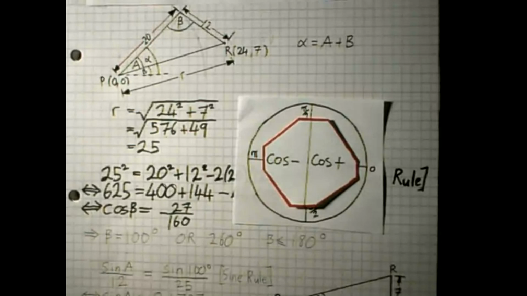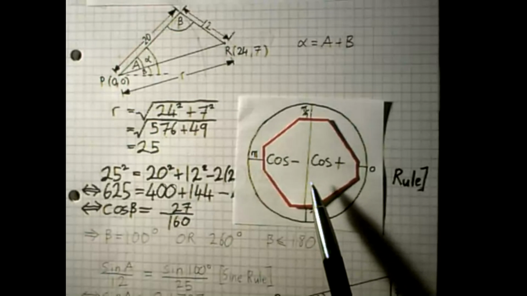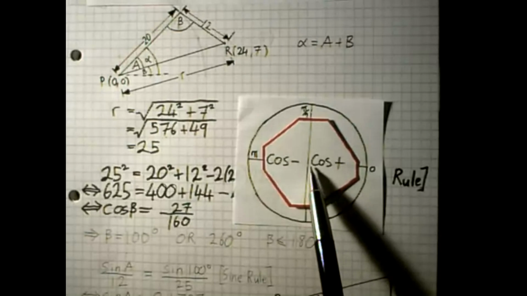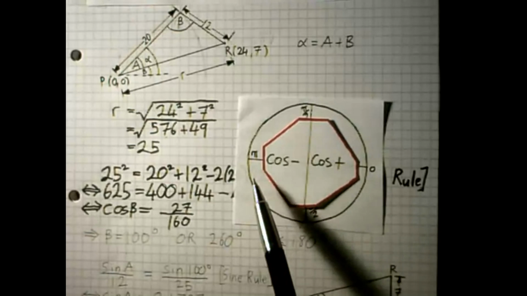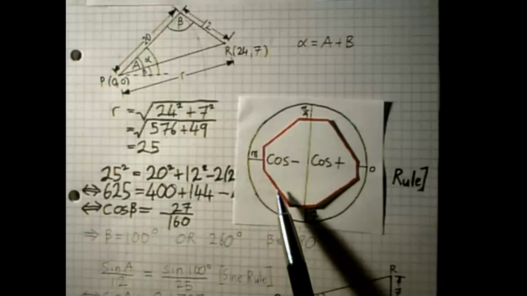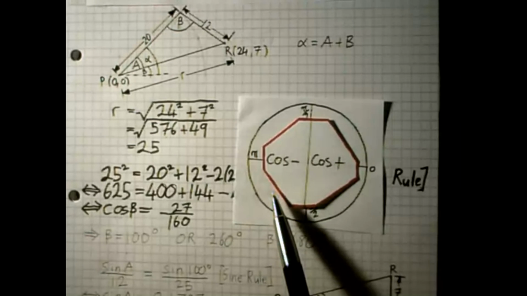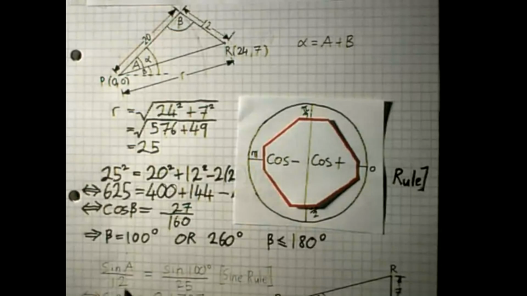Now because I have cos of beta is minus, I have to think about my unit circle and where cos is negative. Since on the unit circle cos is effectively the x-axis, I know cos is positive over here in these two quadrants, and it's negative over here in these two quadrants. So I'm going to get two angles that are in between pi over 2 and 3 pi over 2, or indeed between 90 and 270 degrees. So my two possible angles then are beta is 100 degrees or 260 degrees.